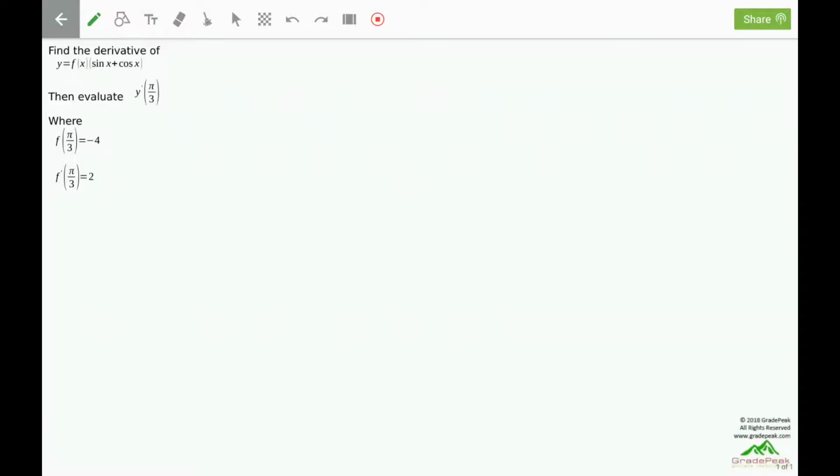Find the derivative of y equals f of x times the quantity sin x plus cosine x. Then evaluate y prime of pi over 3, where f of pi over 3 is negative 4, and f prime of pi over 3 is 2. Y here is the product of two functions, one of which is unknown, f of x, and the other one is known, sin x plus cosine x.